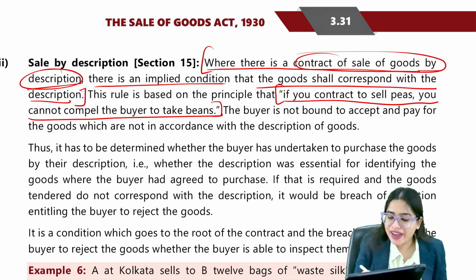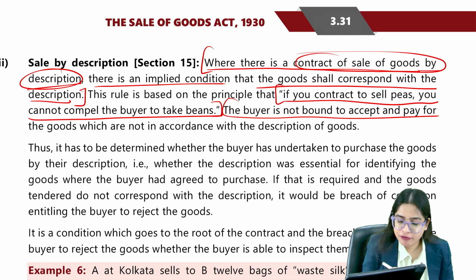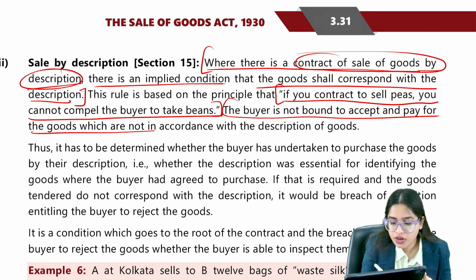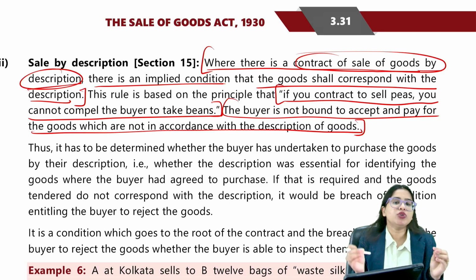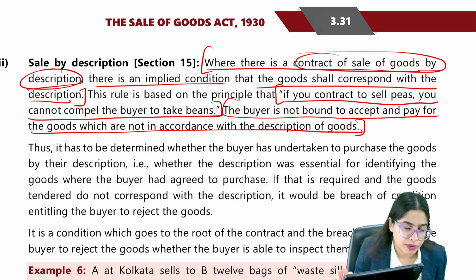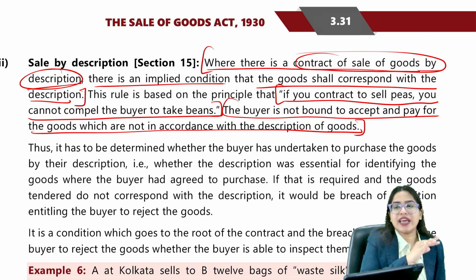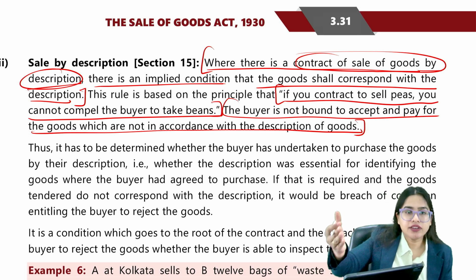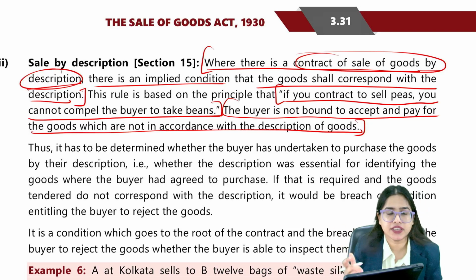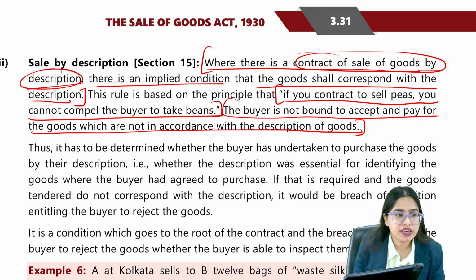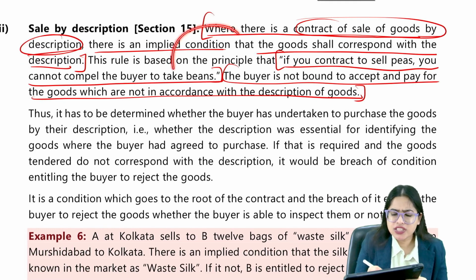So the buyer is not bound to accept and pay for the goods which are not in accordance with the description of the goods. If they are not according to my description, then I'm not bound to purchase it and I'm not bound to make the payment. And if you have given me the wrong product, then I can cancel the contract and claim my refund, because there is a breach of implied condition. Are we clear with this? Now this much is enough.